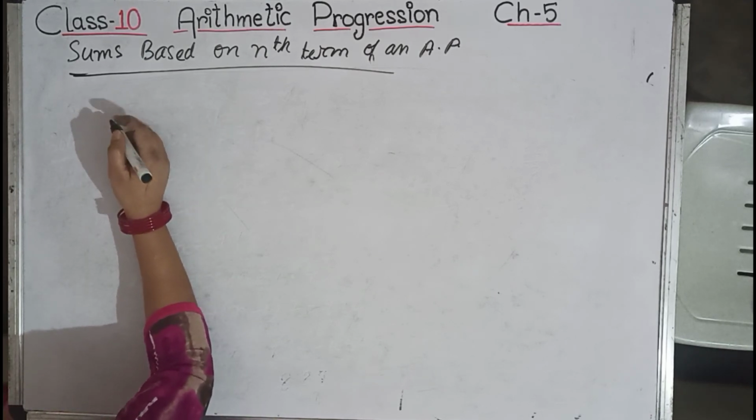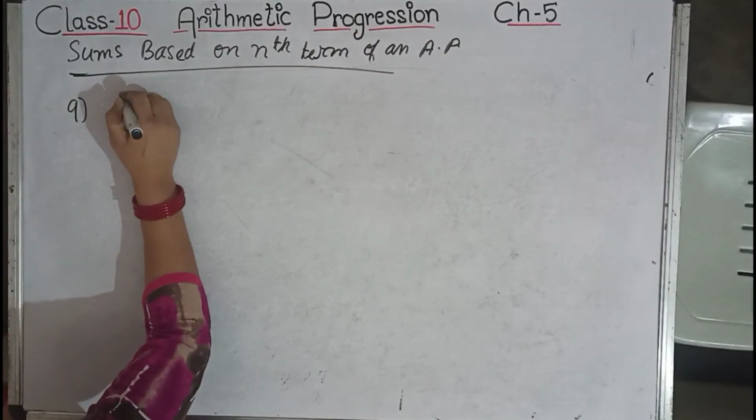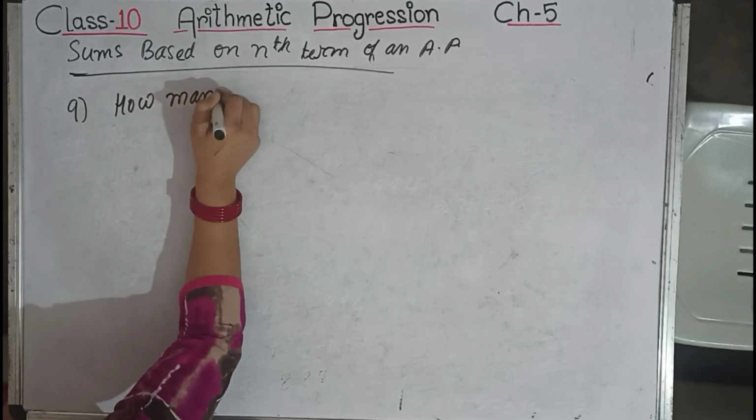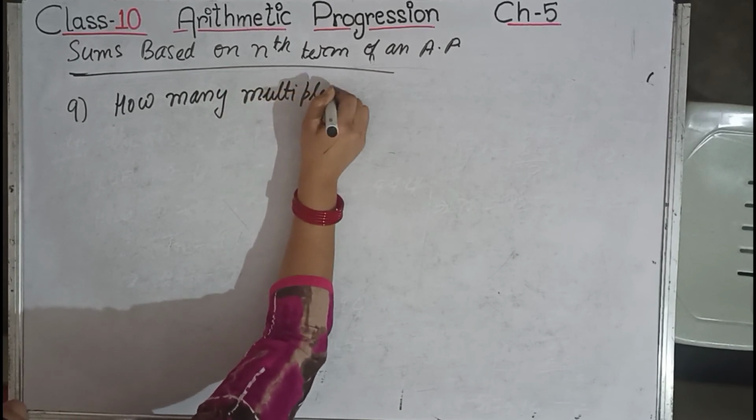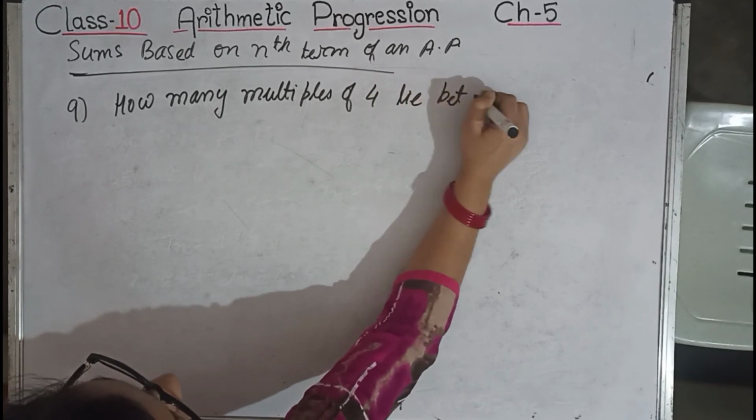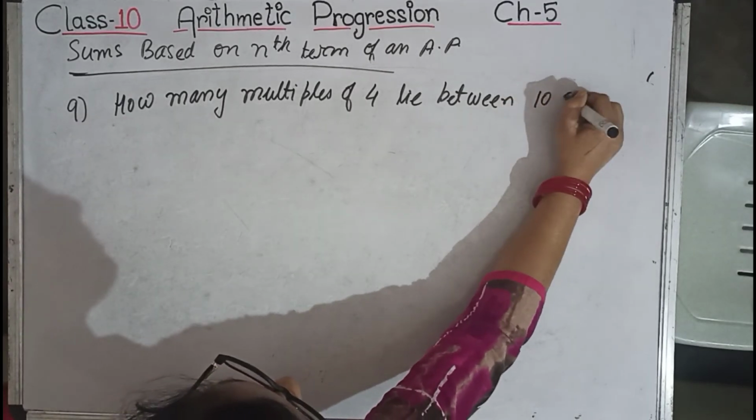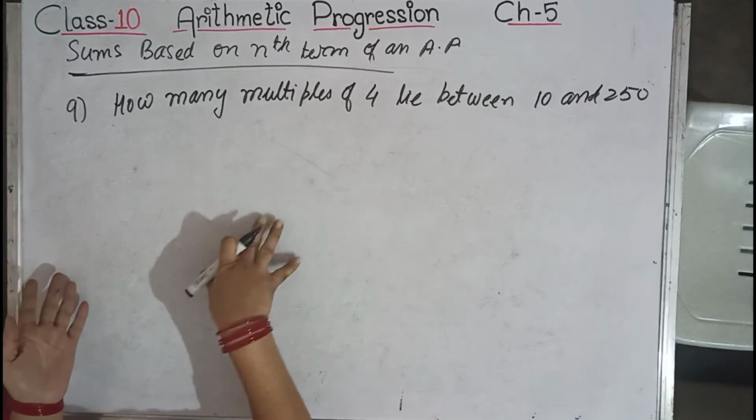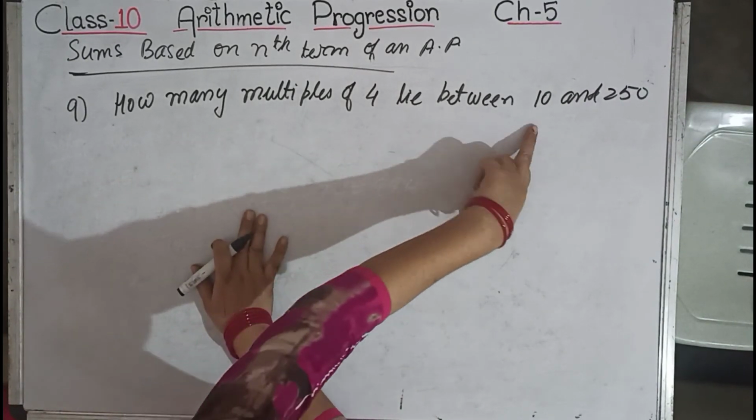One more type we can write over here. Question number 7, 8. I always forget number 9. How many multiples of 4 lie between 10 and 250? Now this will be, to some extent, a similar question to the last question.